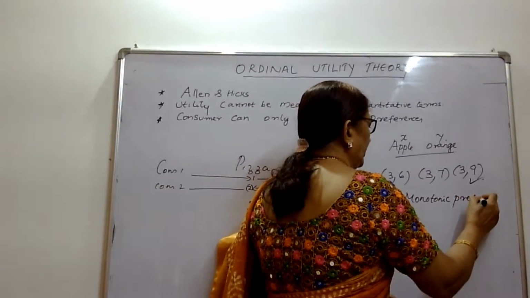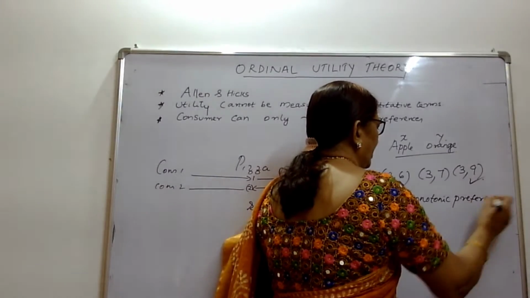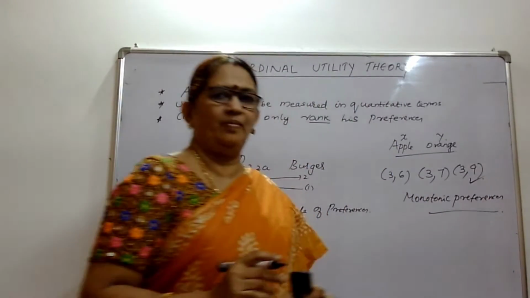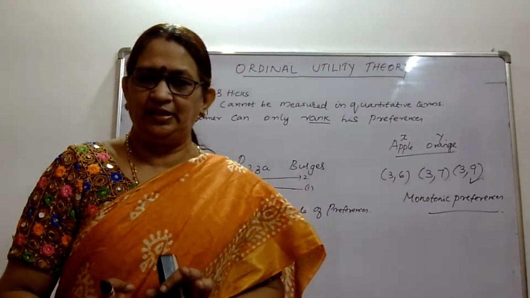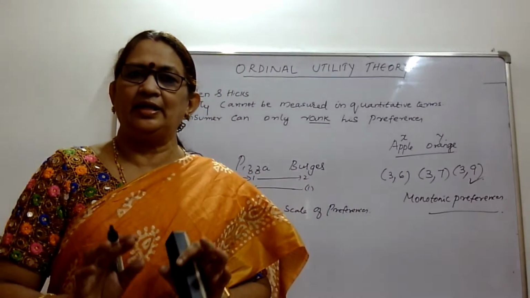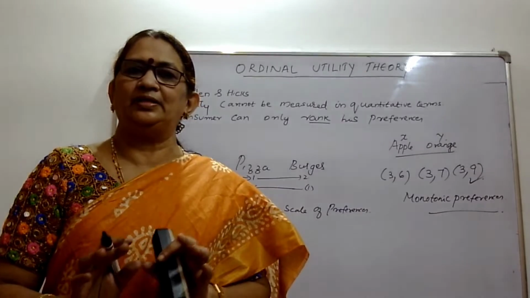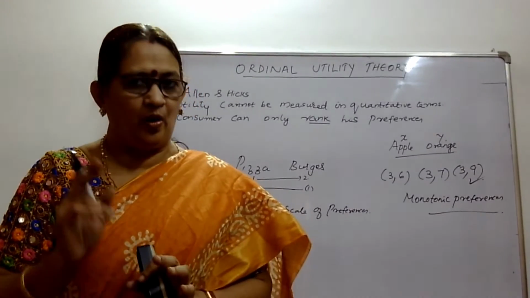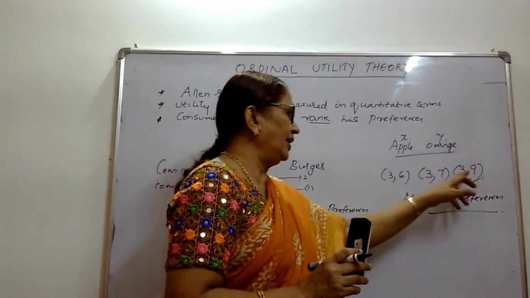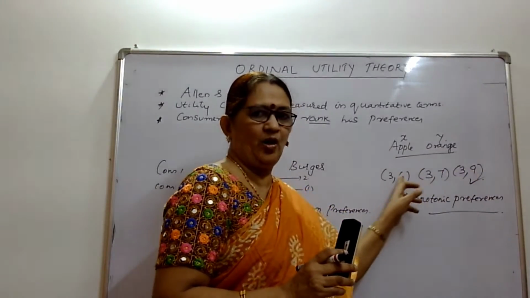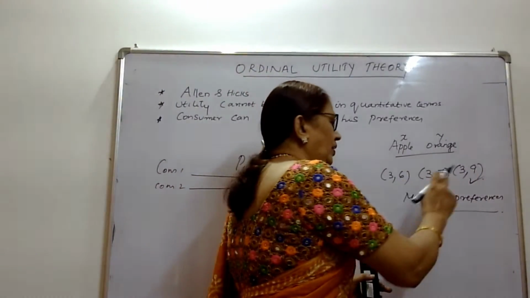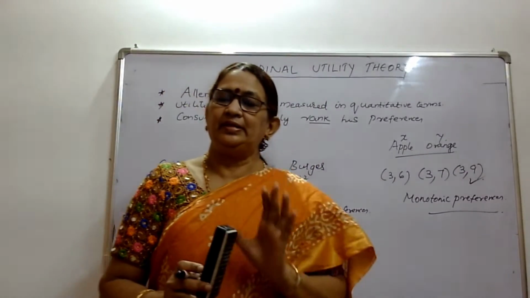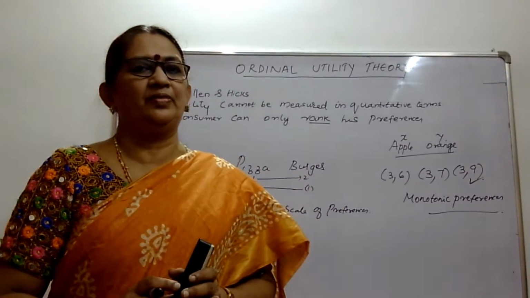So what are monotonic preferences? From the given combinations of two commodities, the consumer will prefer those bundles which have more of both the goods, or more of at least one good and not less of the other. Okay, not less of the other. So, this is monotonic preferences of the consumer.